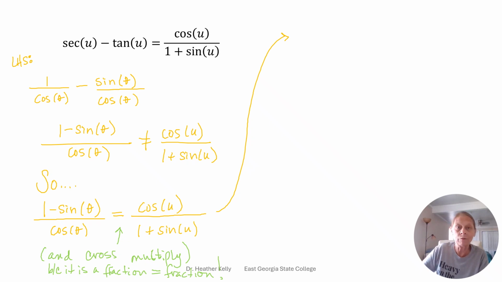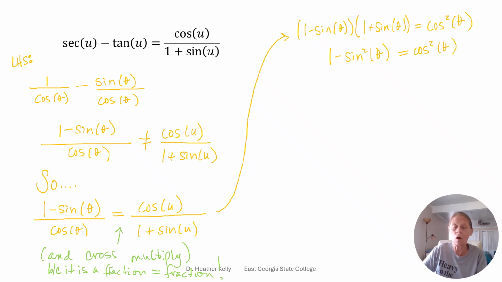So then that leaves me with 1 minus sine theta times 1 plus sine theta equals our cosine squared theta. So this gives us 1 minus sine squared theta is equal to cosine squared theta. And all this we know was true, so 1 is equal to sine squared theta plus cosine squared theta.